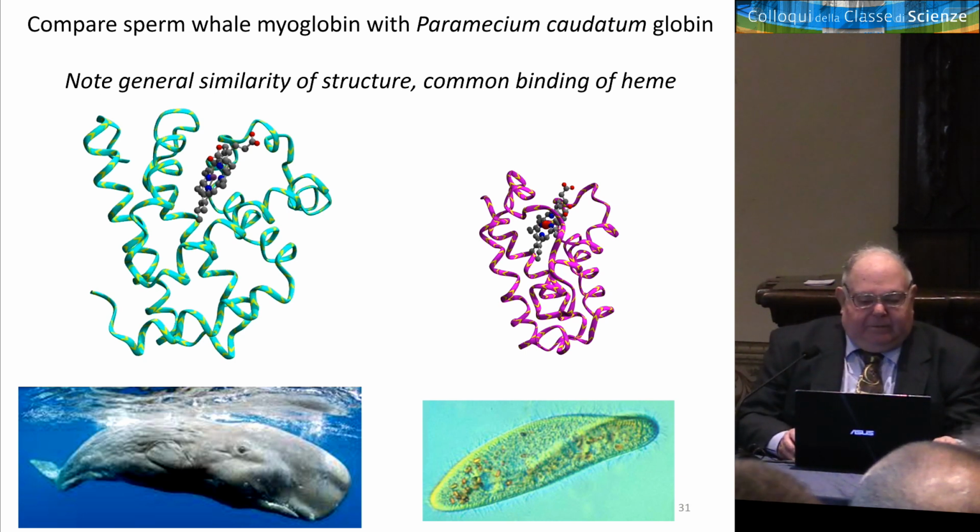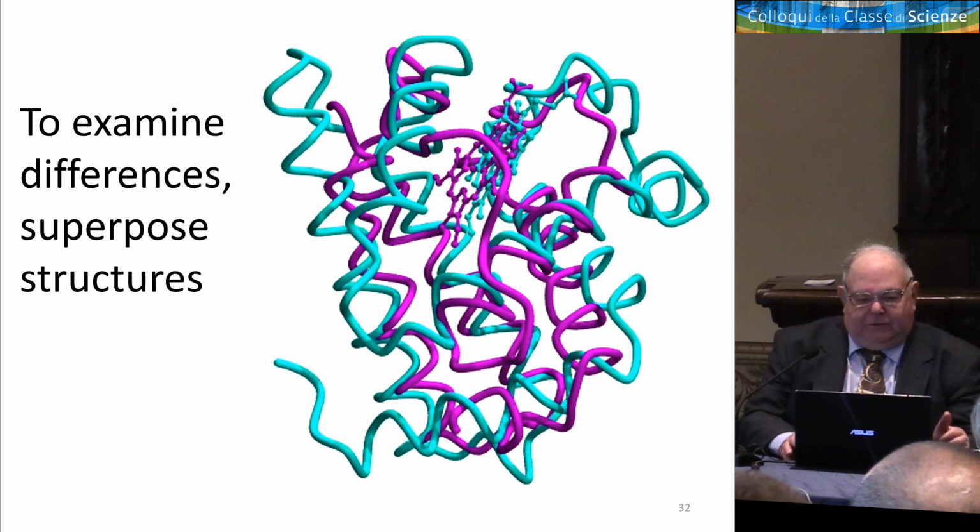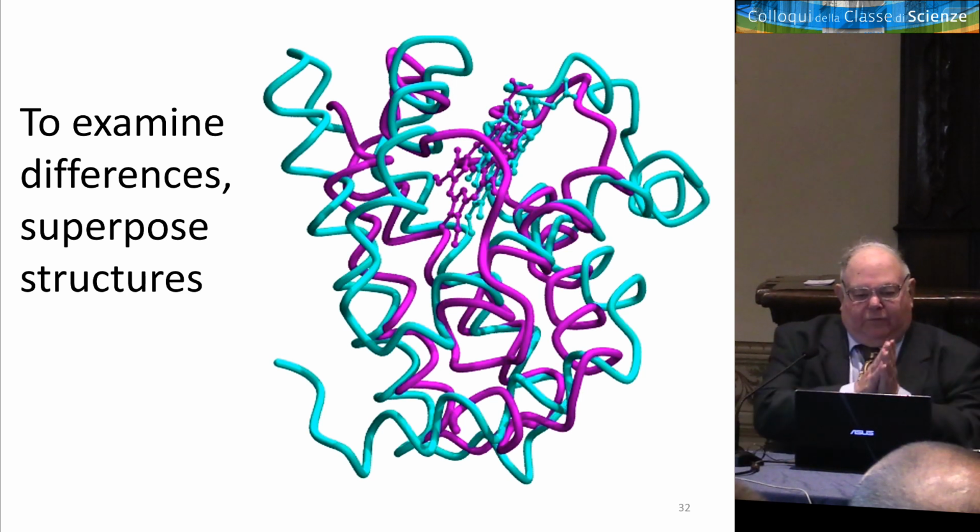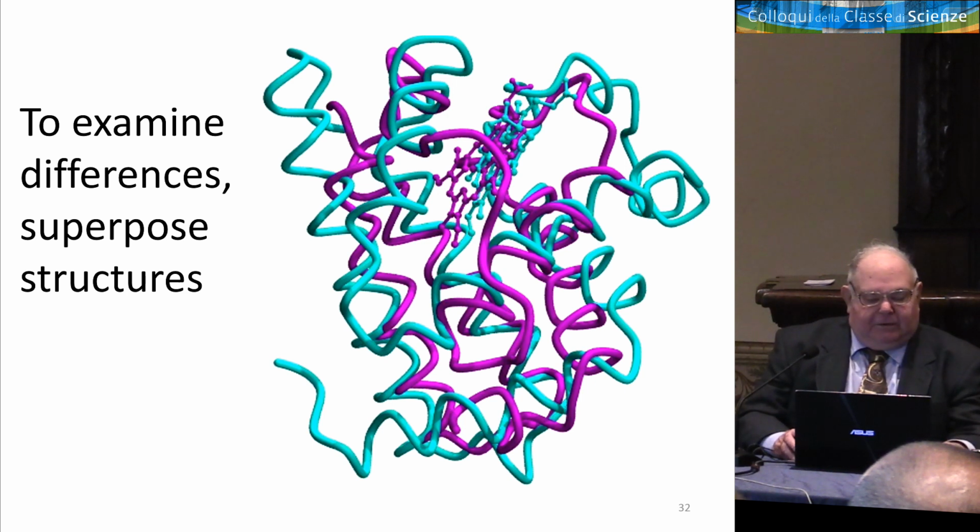So how do we more precisely make quantitative the comparison of the structures? And the answer is you superpose them. Now, if you superpose them, you see that the heme groups fall on top of each other. The two sets of helices that I called your attention to are in similar but not exact positions.